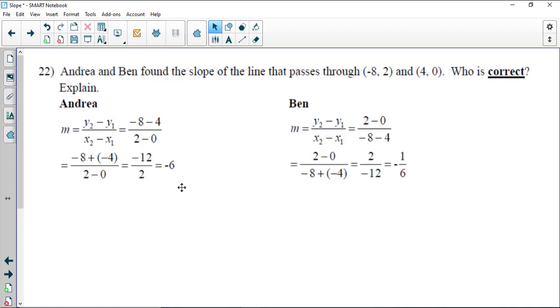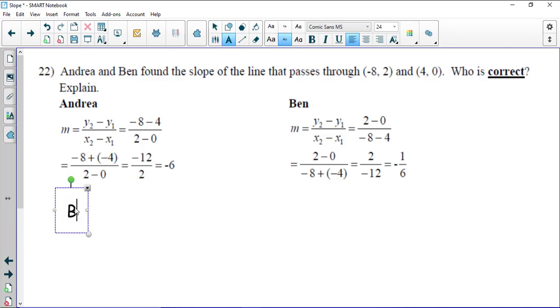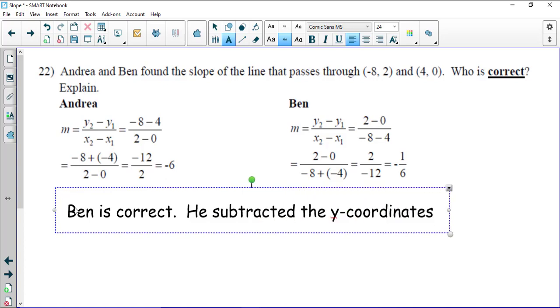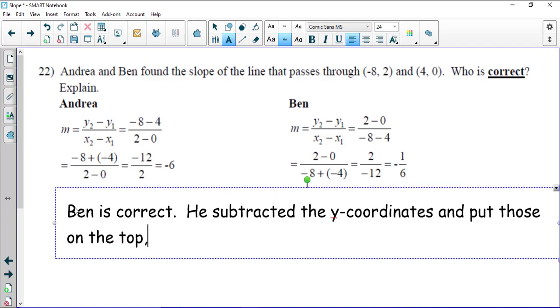So what we notice here is that Ben chose to put the y's on the top. Well, didn't choose, but he did put the y's on the top. 2 and 0 are the y coordinates, and -8 and 4 are the x coordinates. So Ben is correct. We can say that he subtracted the y coordinates and put those on the top, which makes his slope correct.